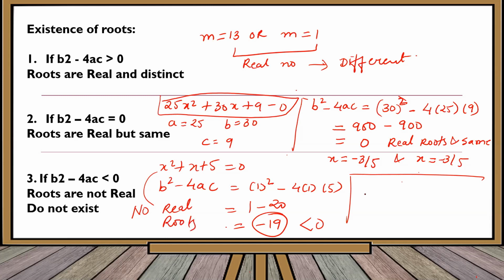Because we know b square minus 4ac comes under a root, and the root of minus 19 is an imaginary number. Okay, hope you understand all the three methods of solving a quadratic equation.